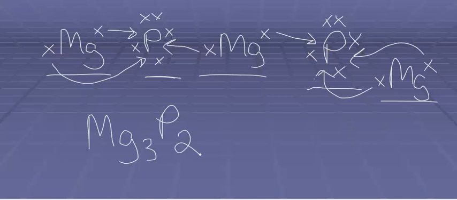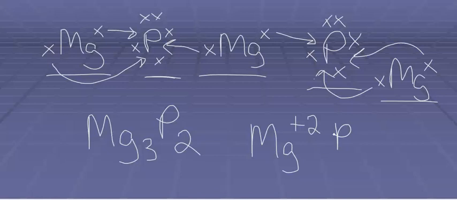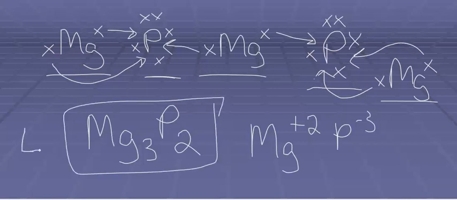So, ionic compounds form because of this. Magnesium becomes positive. It loses 2 valence electrons. Phosphorus gains 3 electrons and becomes negative. And an ionic bond is formed because positive attracts negative. Magnesium's positive, it attracts negative phosphorus. There's your ionic bond. And this is my empirical formula, the reduced form for this compound.